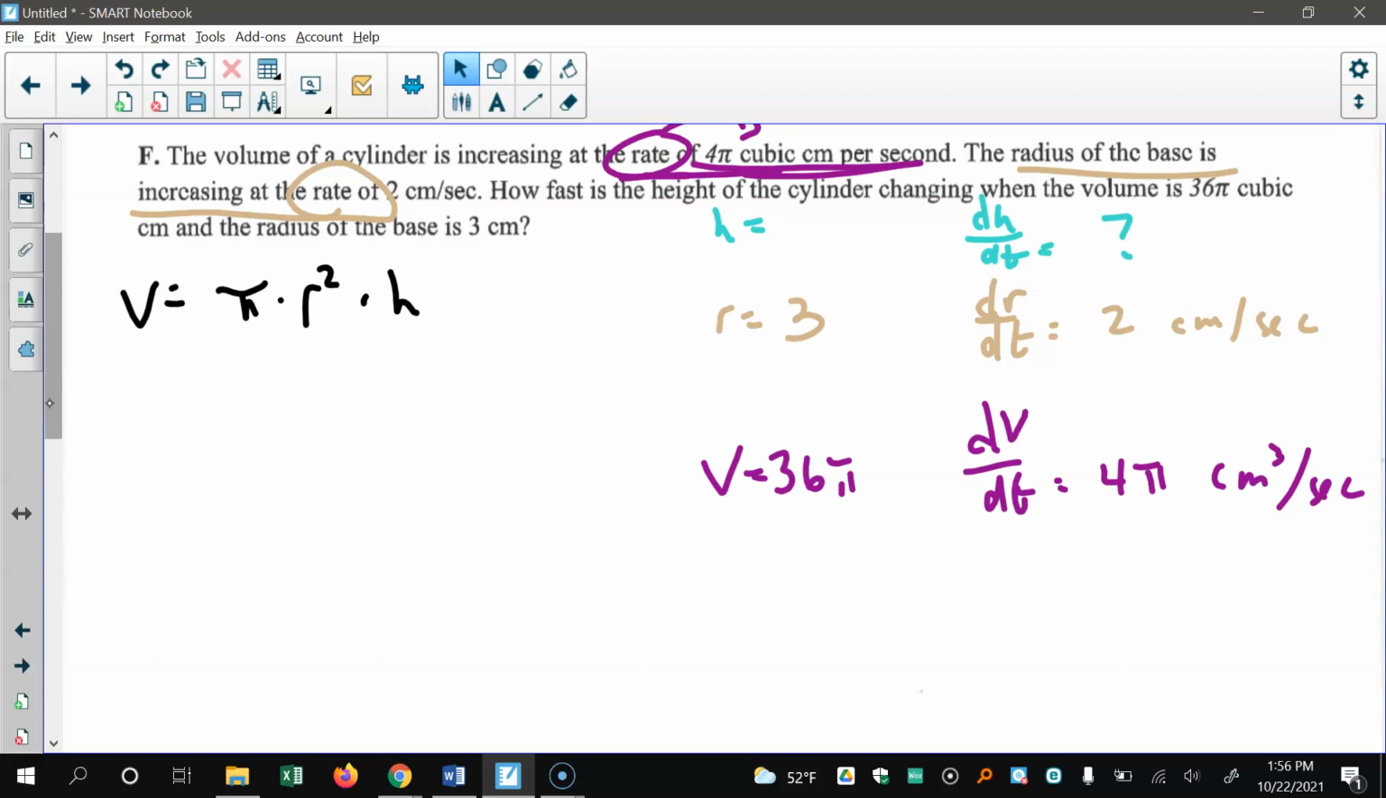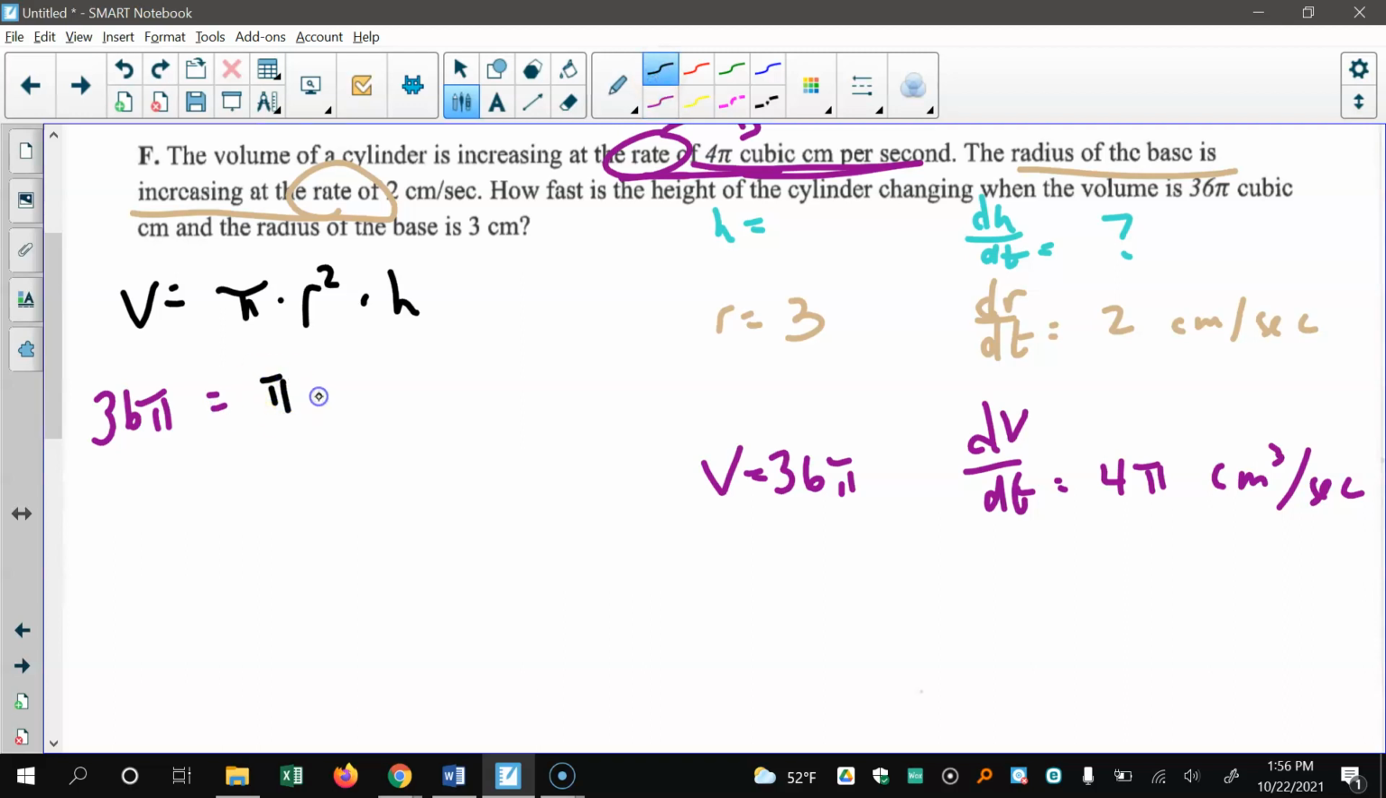Now, I'm going to go and plug in some stuff just to see what happens here. Let's plug in 36 pi, because that's what the volume is. And we're going to set that equal to pi times that 3 squared.